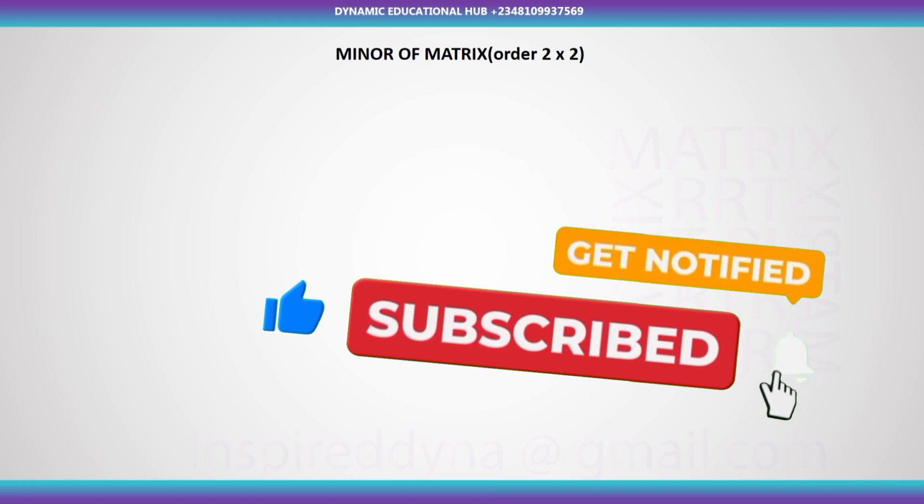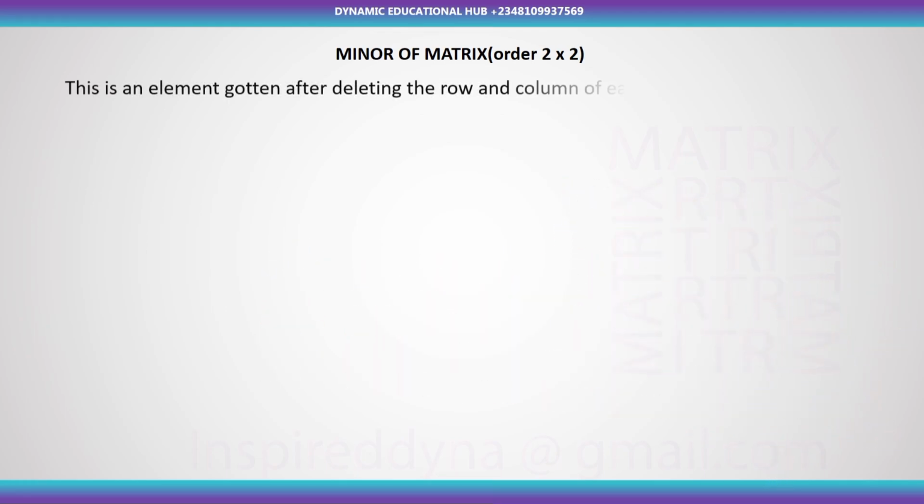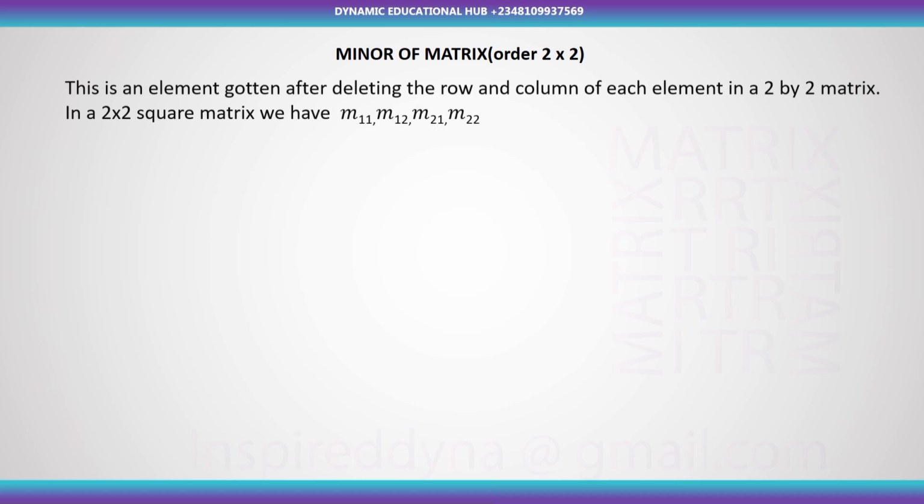What is minor of matrix? Now this is an element gotten after deleting the row and column of each element in a 2 by 2 matrix. For 2 by 2, what you just need to do is delete the row and the column for the respective elements. In 2 by 2 square matrix, we have M11, M12, M21, and M22. Since we have 4 elements, we are going to have 4 minors.